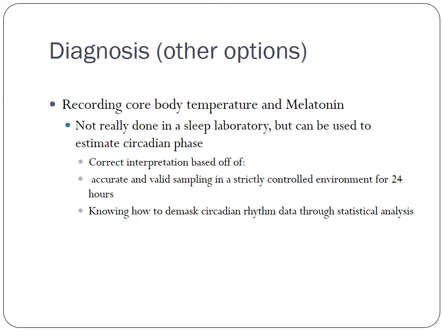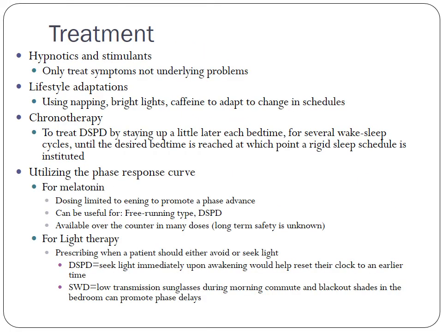Other options in diagnosis, they can look at core body temperature and melatonin. We really don't do these in the sleep laboratory, but some research has been done on this, and it can be used to estimate circadian phase. The correct interpretation is going to be based off of accurate and valid sampling in a strictly controlled environment for 24 hours. Also knowing how to demask circadian rhythm data through statistical analysis. Let's go to our next slide.